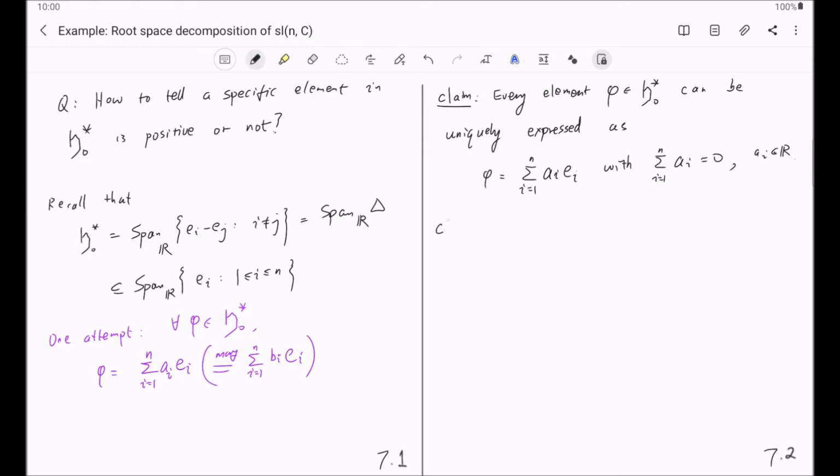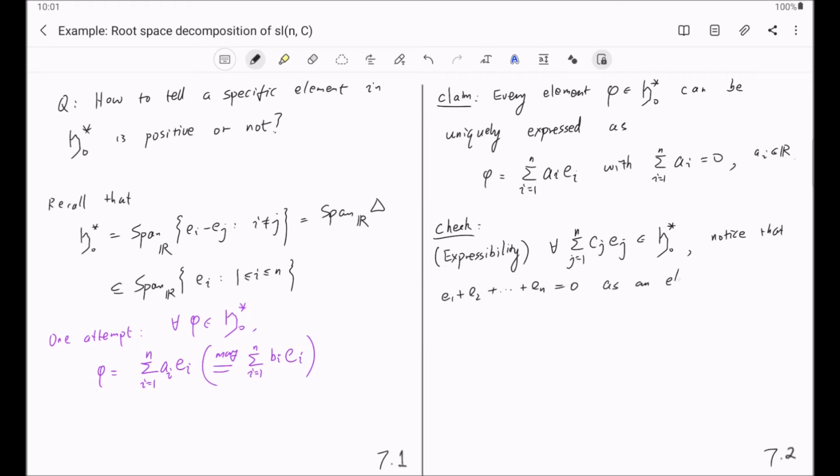And now let's check this claim. First, let us verify the expressibility. For any linear combination, the sum of C sub j times E sub j, from j equal to 1 to n, in H0 star, notice that the sum E1 plus E2 plus ... En is equal to 0 as an element in H0 star.